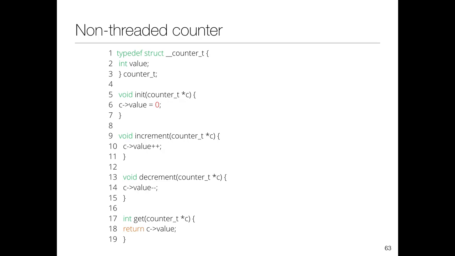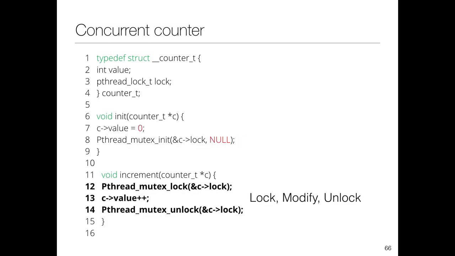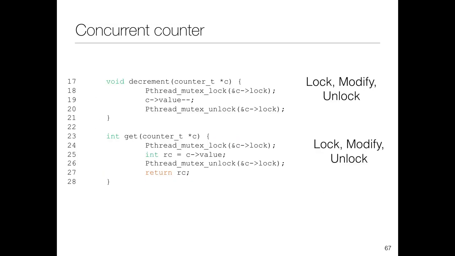But is this thread safe? No, right? Multiple threads are trying to access the increase or decrease or even access the value. It's not thread safe because each of them is not an atomic instruction. One simple way to build a concurrent counter is to, in the init, add the initialization for the mutex. And in the increment, we lock, and then we increment the value, then unlock. So we follow this pattern: initialization, lock, modify, unlock. And we'll have the same thing in the decrement function and the get function.